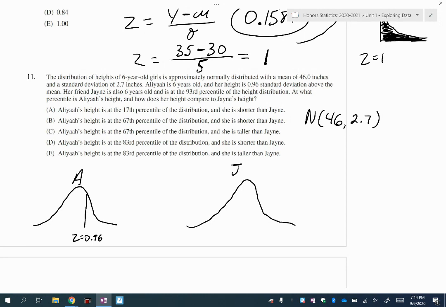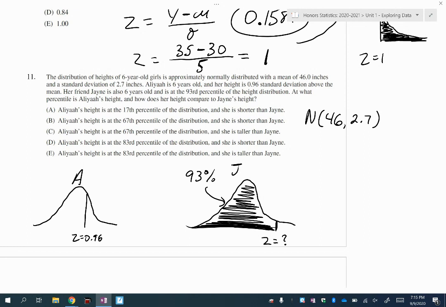Now, we haven't really discussed the 93rd percentile much. You might know what a percentile means, but what it means is that if I were to draw the z-score here, for whatever it is, I don't know yet, and shade below that z-score, that means 93% is going to be to the left of Jane's z-score. So that's what a percentile means.